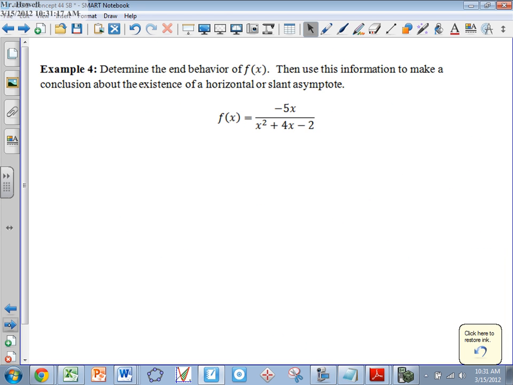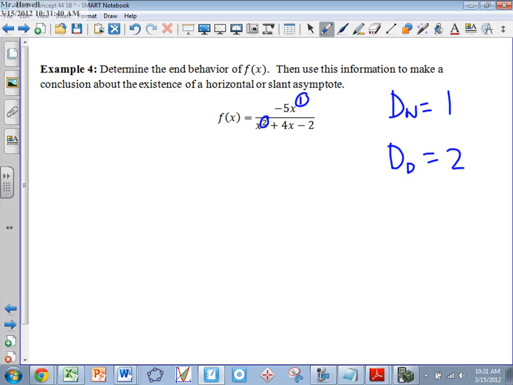Let's take a look at this one. It's a little bit more complicated because it's no longer linear. You have a quadratic denominator and you have a linear numerator. So please start by listing the degree. What's the degree of the numerator going to be? 1. And the denominator? 2. Why? Because it's the highest. Highest what? Exponent. Very good.